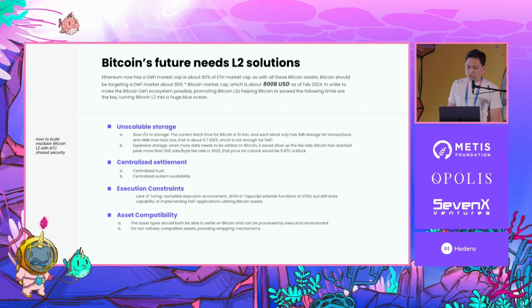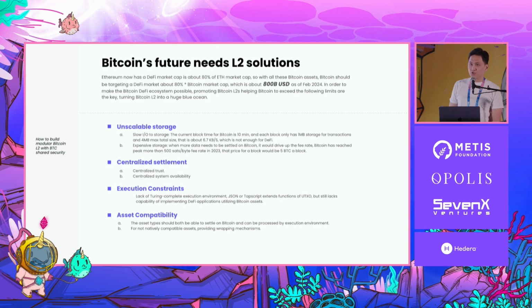And also a lot of the L2 solutions currently are very centralized. There are two issues. One is centralized trust: you will have to trust some third-party entities to provide the service to you, or some single nodes to run whatever proofs they are providing there.